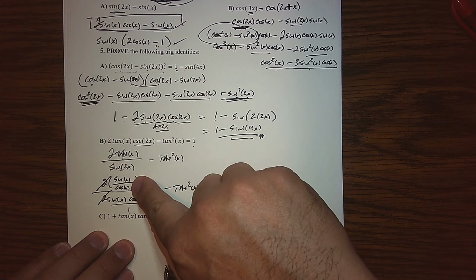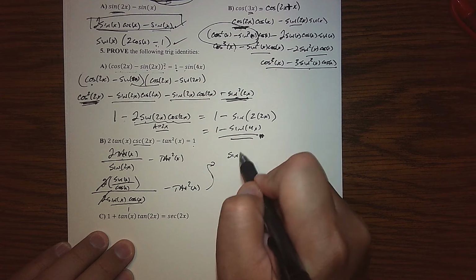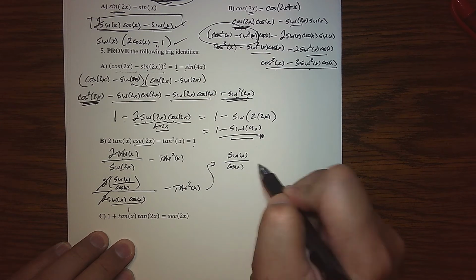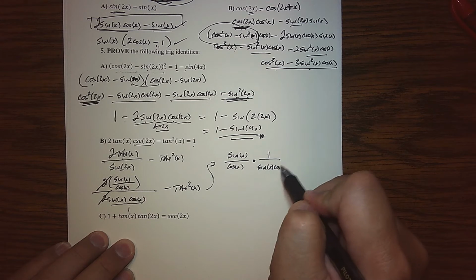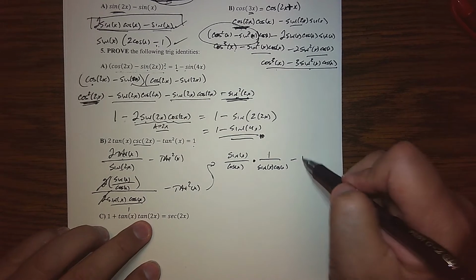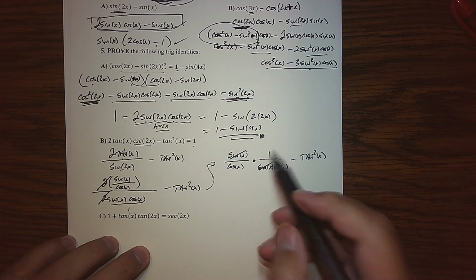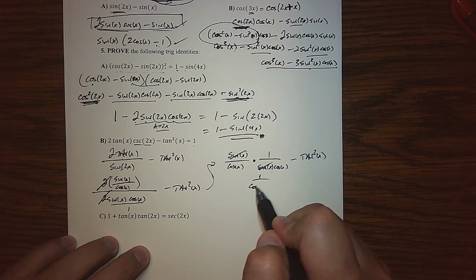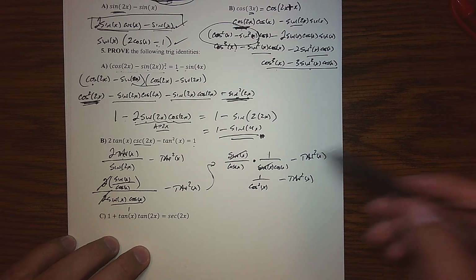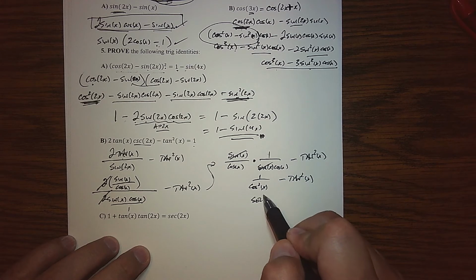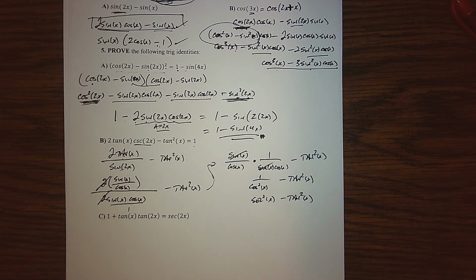So if we took this fraction and divided it by this fraction, what we're essentially looking at is sine x over cosine of x multiplied by the reciprocal. Okay, I see that the sines go away and we're left with 1 over cosine squared x minus the tangent squared x. Well, 1 over cosine squared, that is secant squared x minus tangent squared x. And we're almost done here.